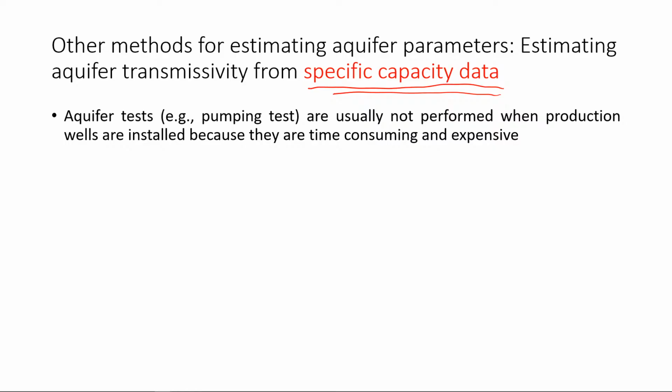So aquifer tests, like a pumping test, are usually not performed when production wells are installed, because they are time consuming and expensive. When the production well is installed and operational, with your casing and your packing, you could have a borehole storage effect, a well loss effect, all these different effects. So usually we don't conduct aquifer tests like a pumping test at this stage.